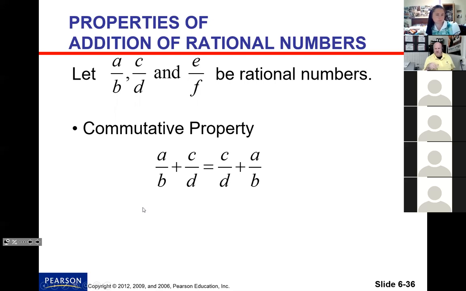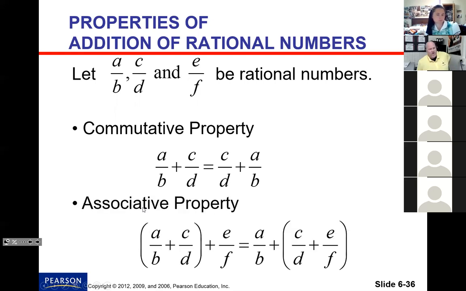Then the next one was the one with the brackets. Do you remember that one? Associative. There it is. So again, it doesn't matter where the brackets are. In this case, the brackets are around the A, B, and the C and the D, but they could be around the C, D, and the E and F. Basically with rationals, it's exactly the same as it was with integers and whole numbers. Those properties are not any different. The only difference is what we're using them on. So closure, commutative, associative. That was for addition. And you'll see what happens in the next one.